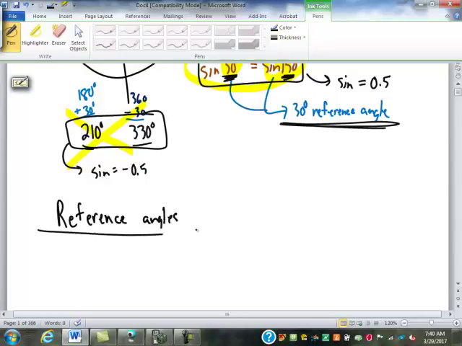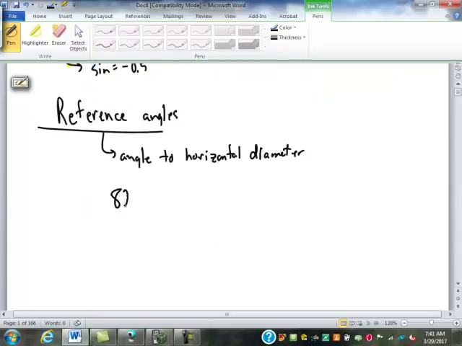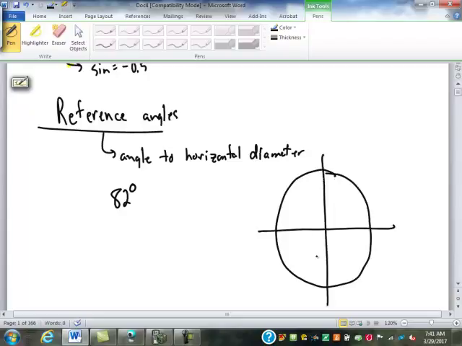Reference angles, remember, are the angle to that reference diameter. And the reference diameter is that horizontal diameter. So if I give you an angle of 82 degrees, what is its reference angle? Perfect. Yeah, 82 degrees is just right here. The closest angle to that horizontal diameter, that reference diameter, is just 82.